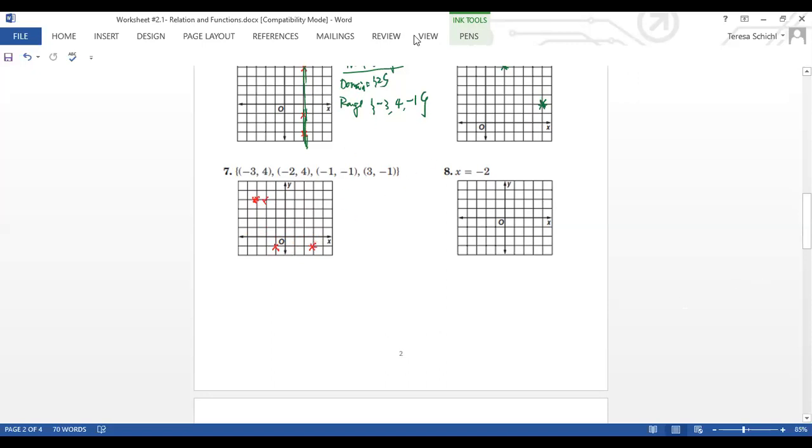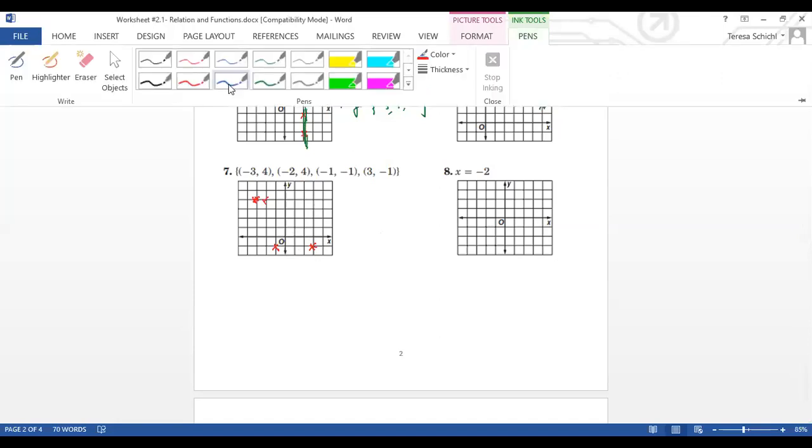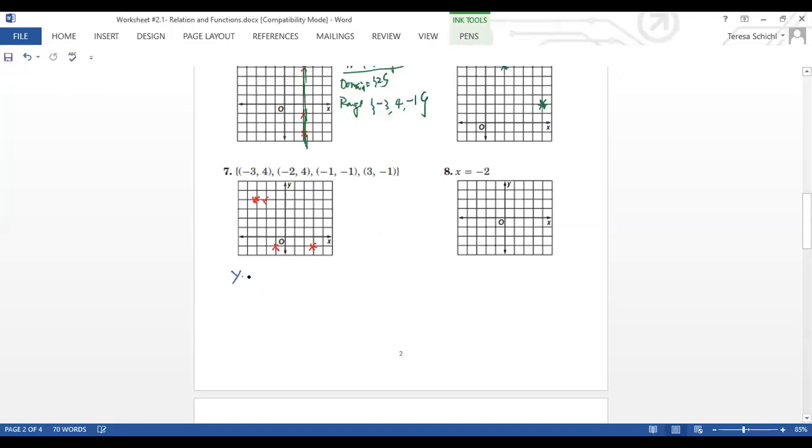So the first thing we see, did I just accidentally exit here? Oh, okay, so I'm back. I think I accidentally hit the stop sharing button. Okay, so if you take a look, is this a function? Yes, right? Why? Because if you do the vertical line test, none of the points are going to be on the same line here. So this is a function.